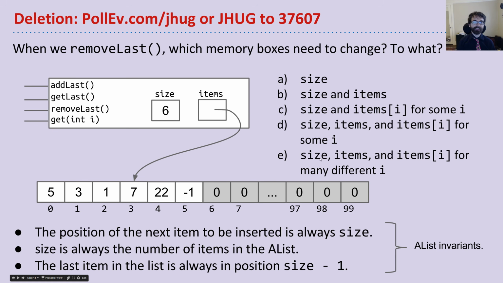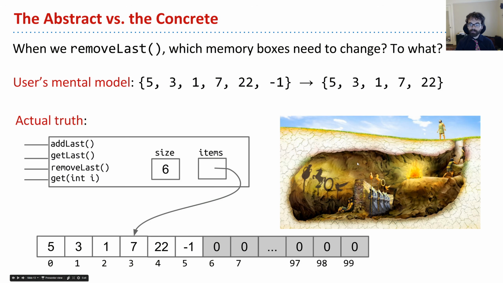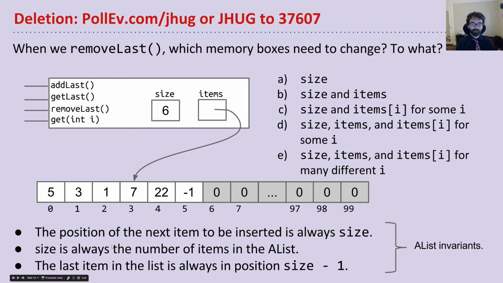So, that said, let's imagine trying to write remove last. As the manipulators of reality, as those who are charged with changing the concrete representation to match the abstract, what memory boxes actually need to change? Now, one thing I'm going to mention is that the invariants that we've created here actually provide us with a guide. They're a set of rules that these characters here can use to manipulate the figures to match the expectations of the user. And as long as we follow these, we should be in good shape.